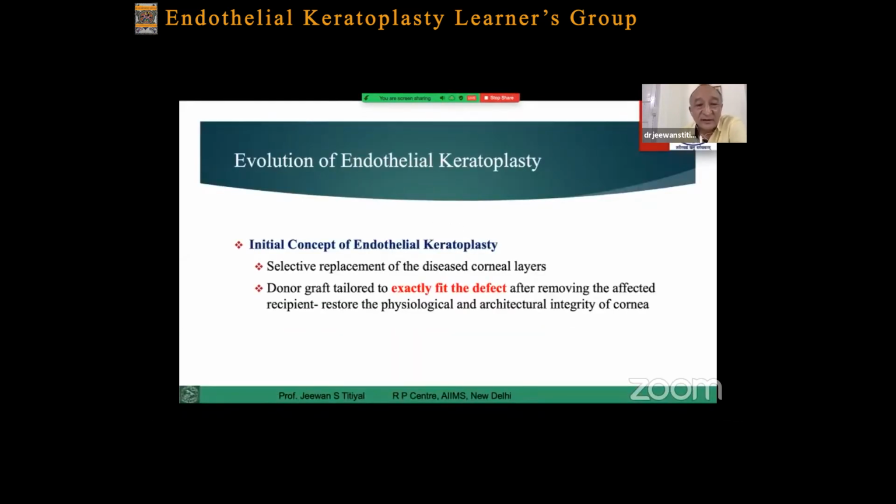I think the initial concept of endothelial keratoplasty was for people like me who came through the early stages of full thickness graft and anterior lamellar keratoplasty. We had no concept of going through a posterior route in these cases. We always thought about having an exact fit of a tissue which we are going to replace, which should have a perfect anterior and posterior smooth surface.